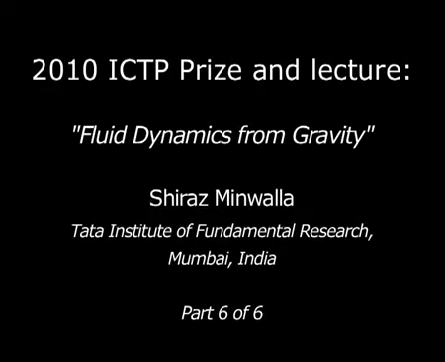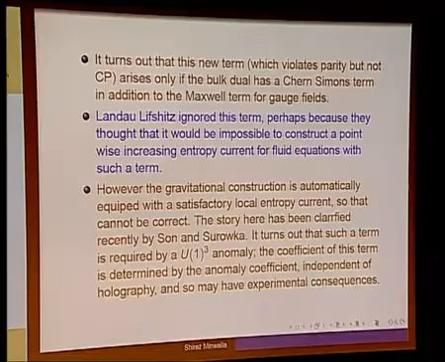Now, why did Landau and Lifshitz ignore such a term? It turns out such a term only arises if the bulk dual has a Chern-Simons term in addition to the Maxwell gauge field, but this Chern-Simons term exists in the bulk dual to N=4 Yang-Mills. Landau and Lifshitz ignored such a term, and I don't really know why.